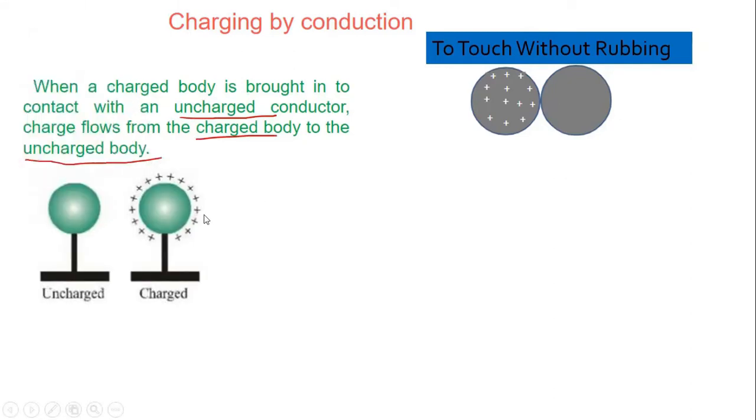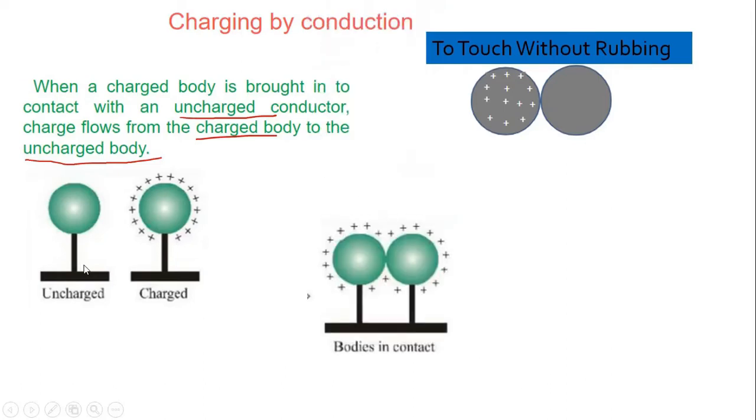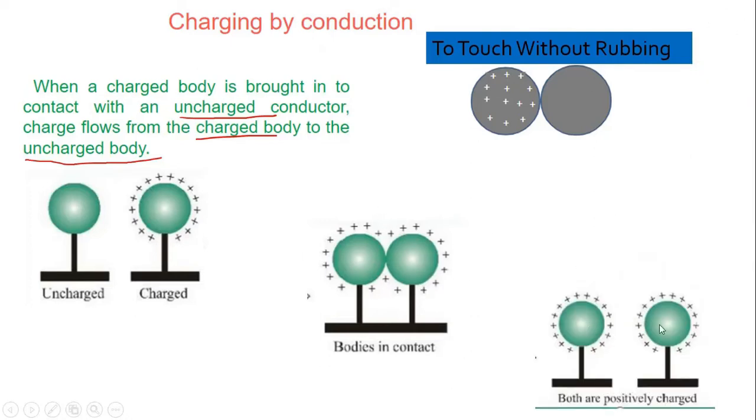See how this happens. If we have a positively charged body, this positive charge resides on the outer surface, and we have another uncharged body held at a separation. But if the two bodies are brought in contact, there is a redistribution of the charges, and when the two spheres get separated, both the bodies become positively charged. So mind it, in conduction the bodies are charged with the same sign, but in induction the bodies are charged with the opposite sign, the opposite nature of charges.